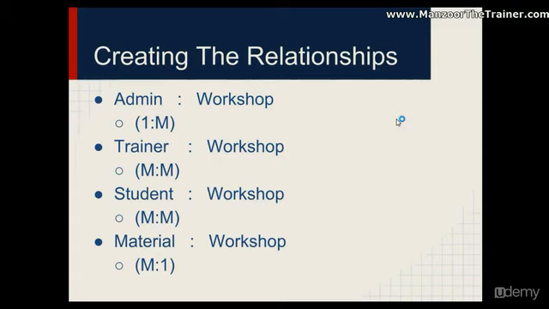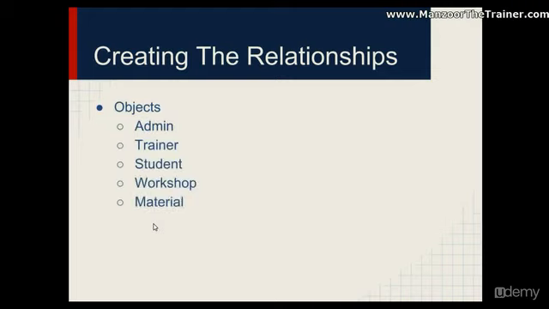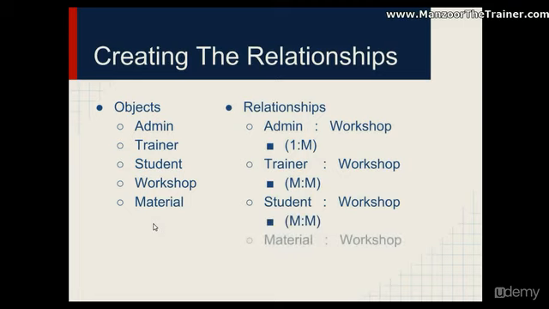So I got all these relationships. Let us summarize our objects and relations. We have got the objects: admin, trainer, student, workshop, and material. And the relationships: admin and workshop, 1 to many; trainer and workshop, many to many; student and workshop, many to many; material and workshop, many to one. So I have tried to cover all the relationships.